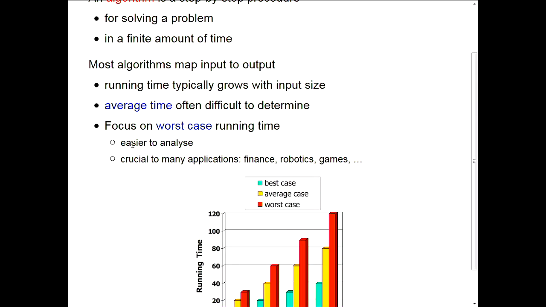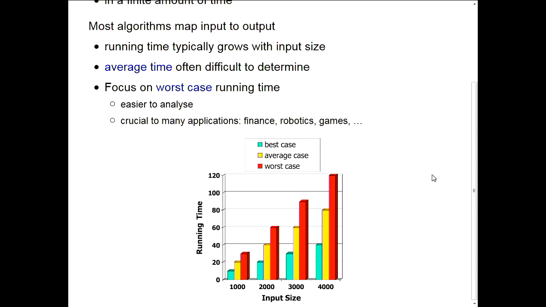Now, the focus on the worst case is because it's easier to analyze, and it's also very crucial to many applications, such as where time really matters, finance, robotics, or games, where you're really interested in, can you be sure that after a certain amount of time, a problem has been solved?